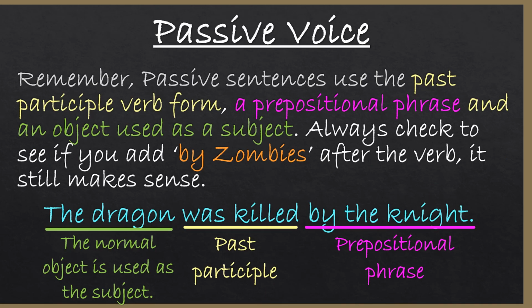So passive voice. Remember, passive sentences use past participle verb form, a prepositional phrase, and an object used as a subject. And always check to see if you add by zombies after the verb, it still makes sense. Look at this one as an example. The dragon was killed by the knight.